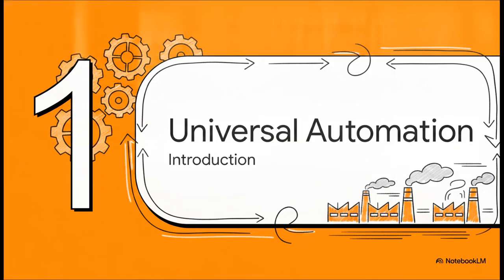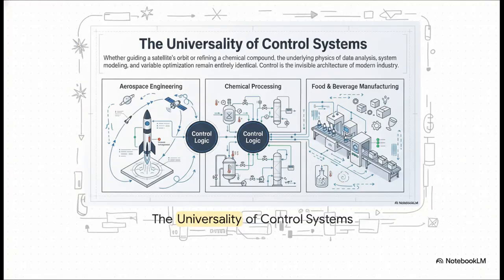All right, let's dive into Section 1, Introduction to Universal Automation. Now, take a look at the three examples we have here. Over on the left, we have aerospace engineering, which means guiding a rocket. In the middle, there's chemical processing with all those large tanks and pipes. And on the right, food and beverage manufacturing, like a bottling plant filling drinks on a moving conveyor belt.